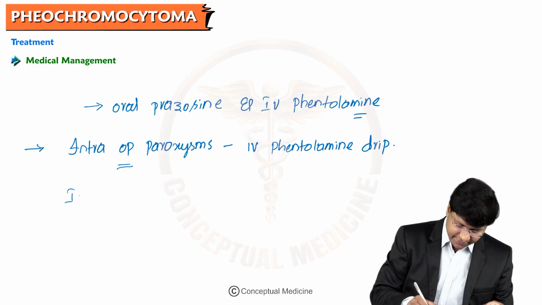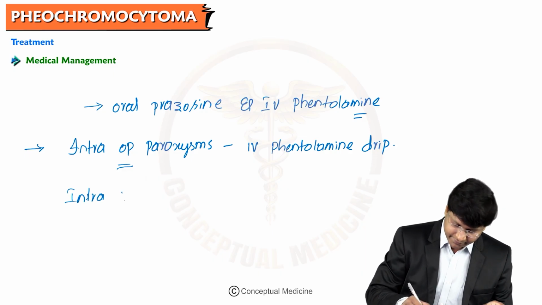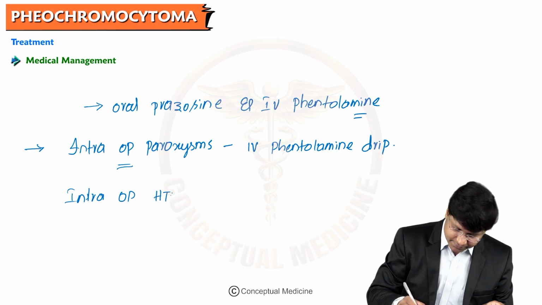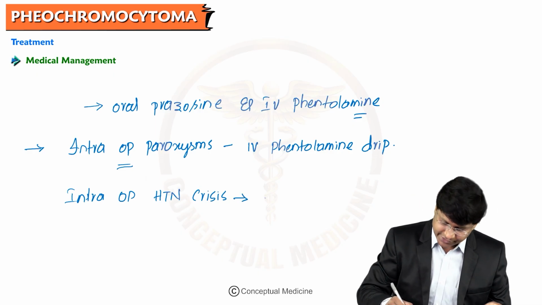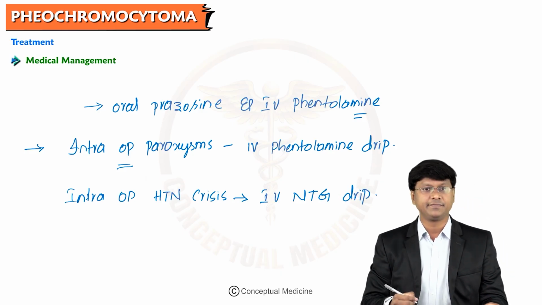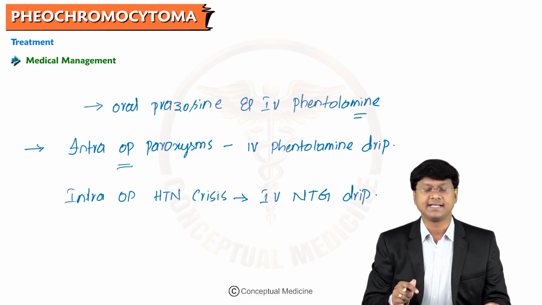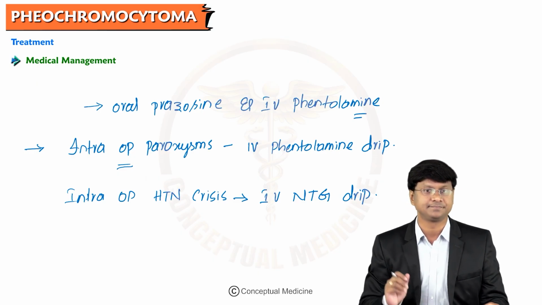Suppose the individual is having an intraoperative hypertensive crisis. When the individual has an intraoperative hypertensive crisis, the drug of choice will be an intravenous nitroglycerin drip. Right, intravenous nitroglycerin drip. And as I have said, before surgery, the blood pressure should be consistently below 160 by 90 millimeters of mercury.